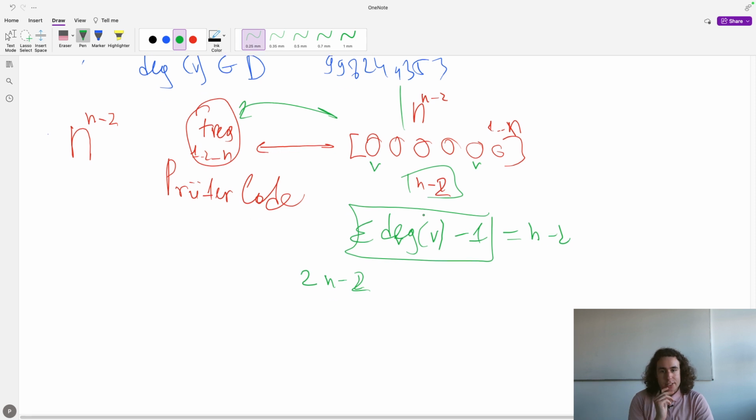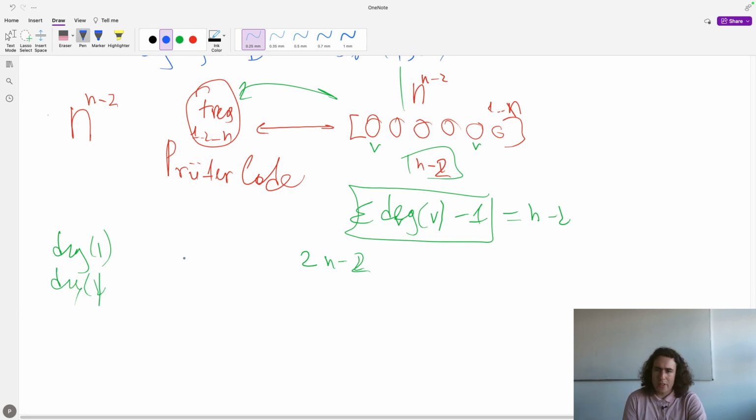And so, imagine that we fix degrees, right? We fix degrees. So the vertex 1 has degree, I don't know, deg 1. The vertex 2 has degree deg 2, and so on. Let's call them E1, E2, and so on, En, right? So the number 1 should appear in the sequence E1 minus 1 times. The number 2 should appear E2 minus 1 times, and so on.